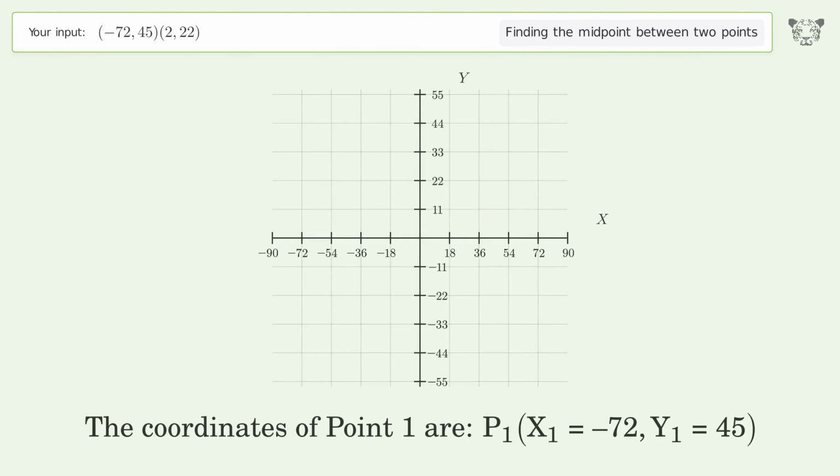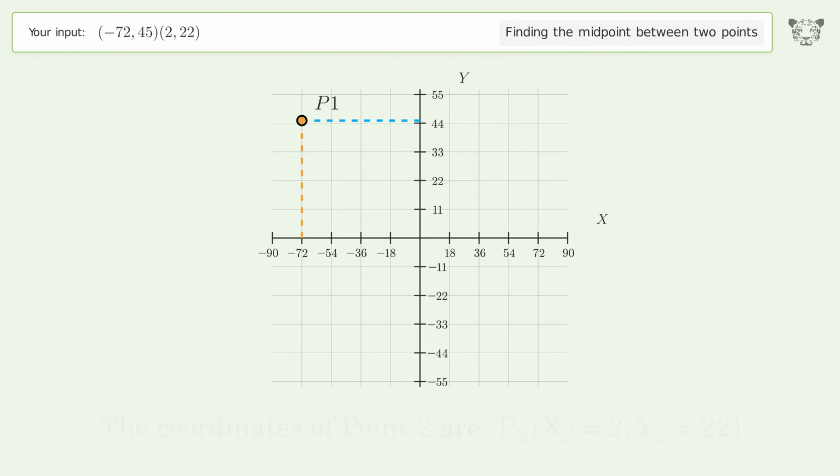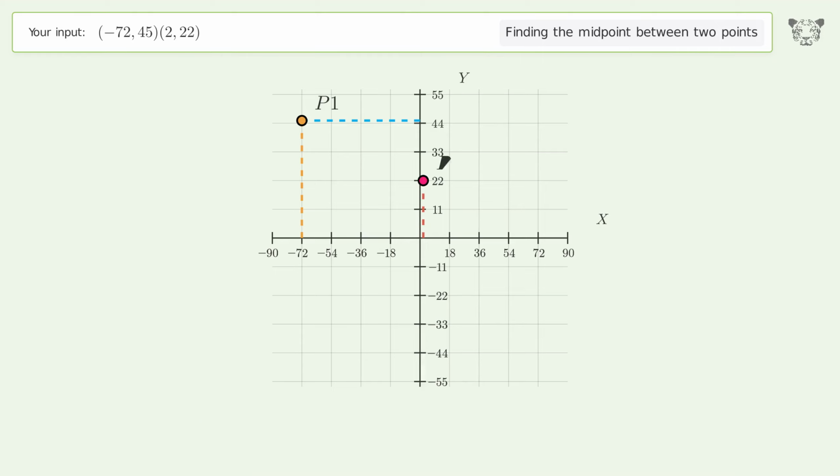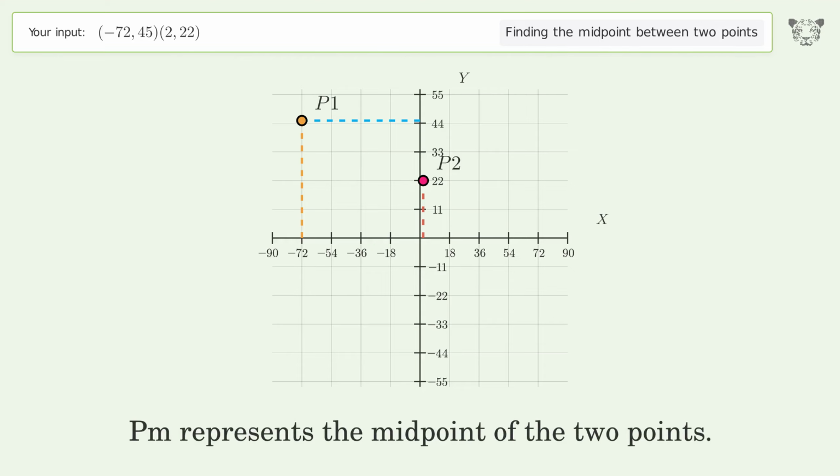The coordinates of point 1 are, x1 equals negative 72, y1 equals 45. The coordinates of point 2 are, x2 equals 2, y2 equals 22. PM represents the midpoint of the 2 points.